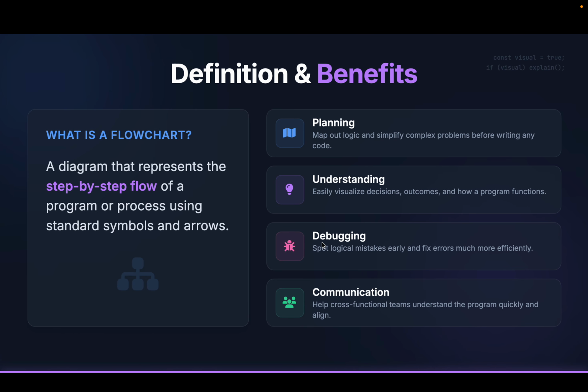So a flowchart is a diagram that represents the step by step flow of your program using symbols and arrows. In programming, it helps us plan logic before writing code. It helps us understand how a program works, and it helps debug errors more easily. Think of it as a blueprint for your code.